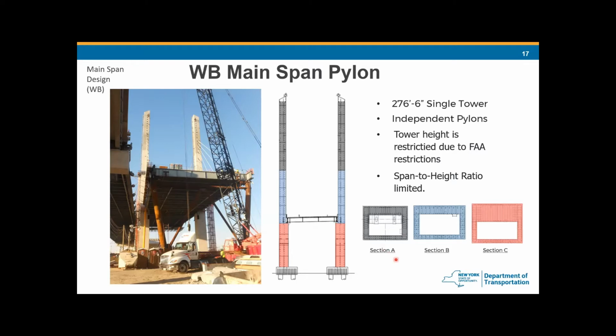And what you see on the screen is the superstructure, which is sitting on the edge of the column. We have three typical pylon sections. Section A is the upper pylon, which contains the steel anchor bars. Section B is the hollow section. Section C is the lower pylon. It's designed as a hollow section, but it's also designed to be filled with non-structural concrete to reduce future maintenance costs.